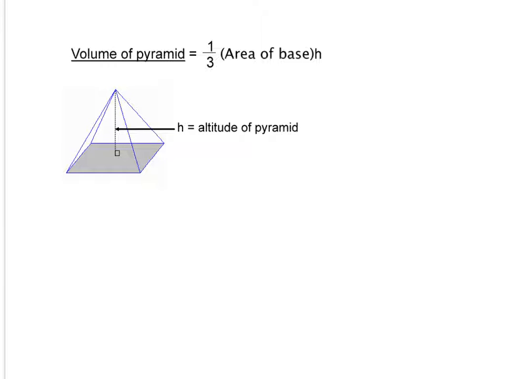The volume of a pyramid is 1/3 area of the base times the height. As we just said, anything that comes to a point is 1/3 the volume of the prism or the cylinder that it comes into. So picture a prism that this pyramid can fit inside of. The volume of a prism is area of the base times the height, so the volume of a pyramid is 1/3 area of the base, which in this case looks like a square, times the height.